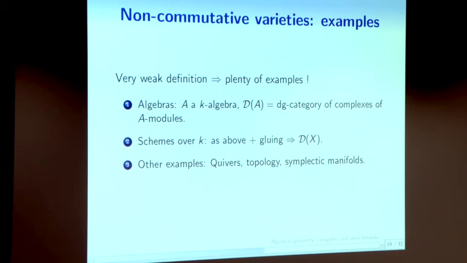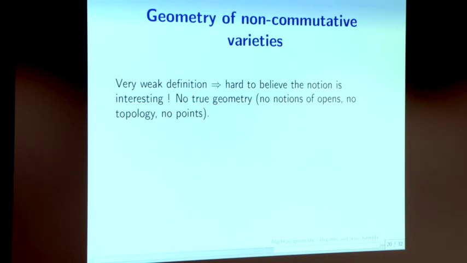There are really plenty of examples. That's the good aspect of having a very weak definition: you have a lot of examples. Now, the bad aspect is that with a very weak definition, it's hard to believe that it gives you something interesting, right?